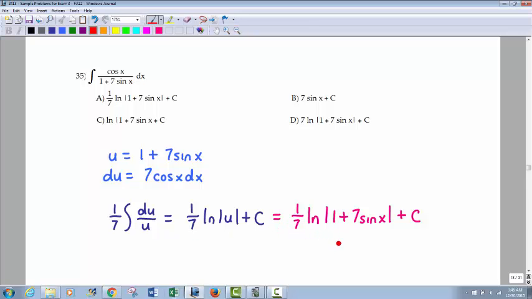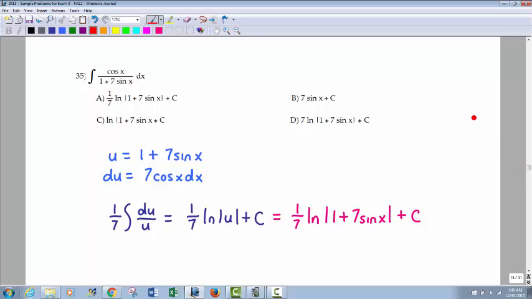And this would therefore be 1/7 natural log of the absolute value of 1 plus 7 sine of x, plus c. So I'll say this again. If that denominator had been under a radical or in parentheses raised to an exponent other than 1, natural log would not have been the answer. It would have been a different answer involving just the power rule.